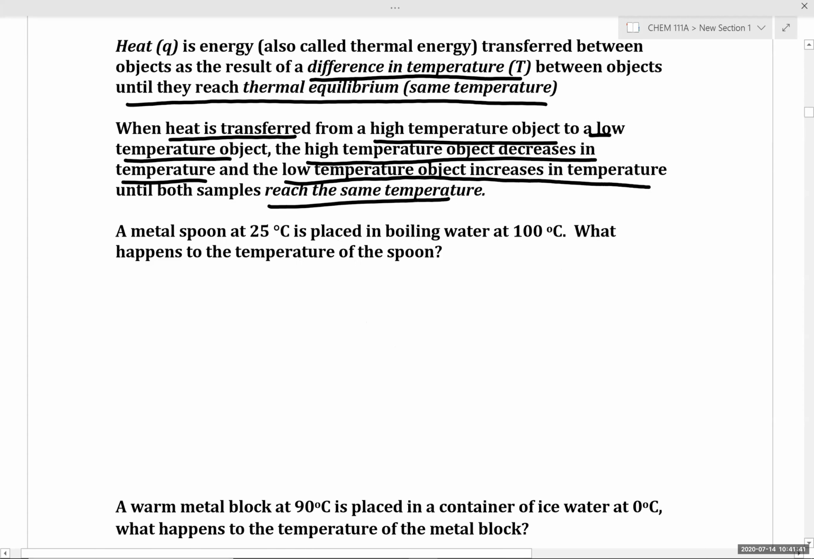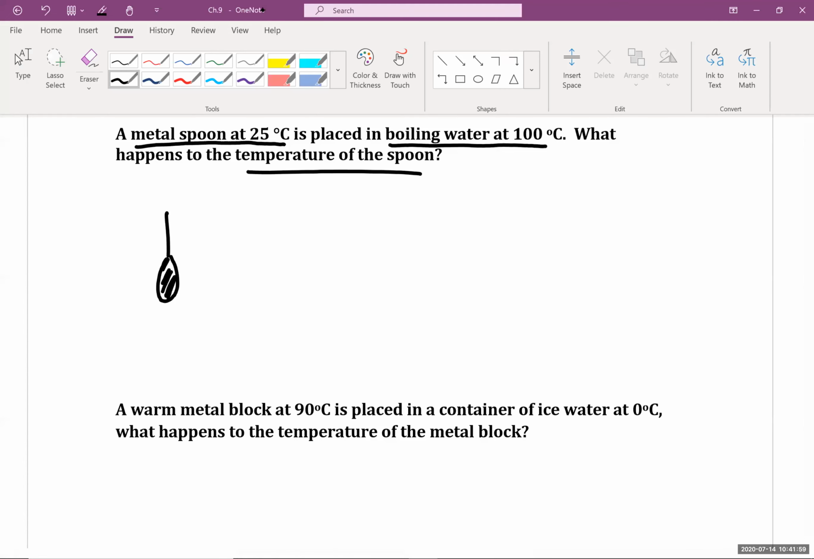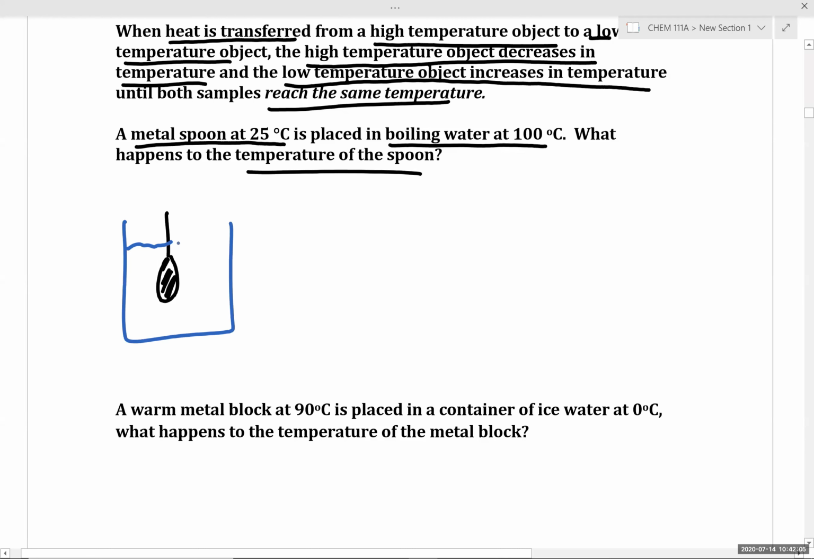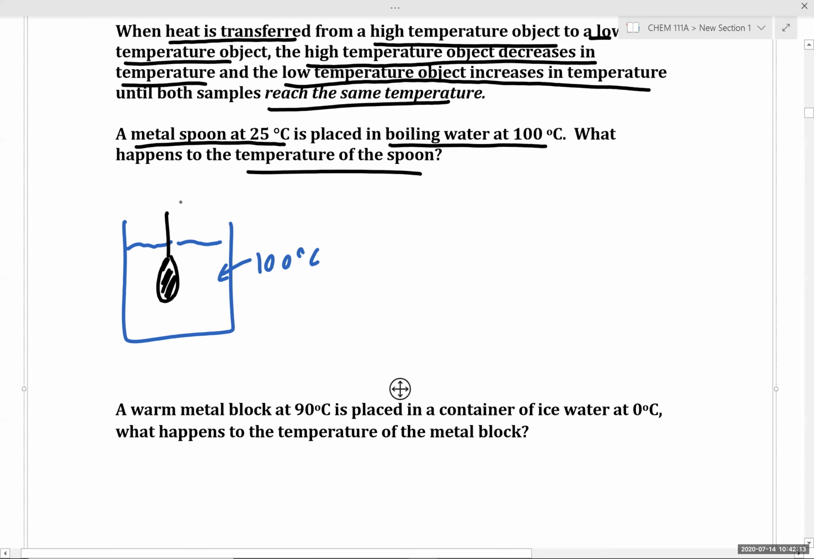So just to make sure we understand conceptually what's going on here, if we place a metal spoon at 25 degrees Celsius into boiling water at 100 degrees Celsius, what is going to happen to our spoon? If we place our metal spoon into boiling water, what will happen to the temperature of our spoon? Will it increase or decrease? Just intuitively.